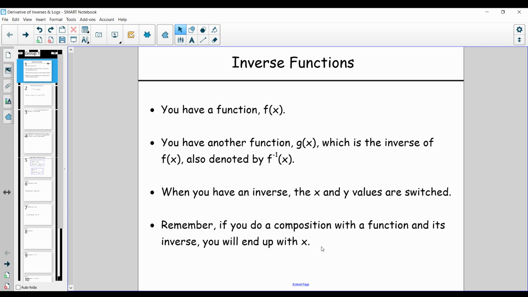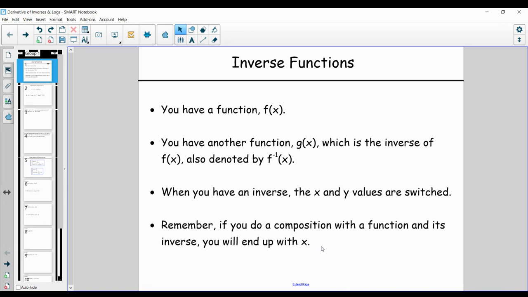We're going to look at a couple of inverse functions. So let's just sum up again what inverse functions are. If you have a function f of x, you have another function g of x, which is the inverse of f of x, and that's also denoted by f to the negative 1 of x. So it's not negative 1 as an exponent, it's just saying the inverse. Sometimes it's easier to just call that inverse a different function like g of x.